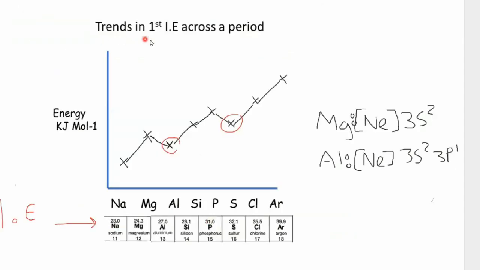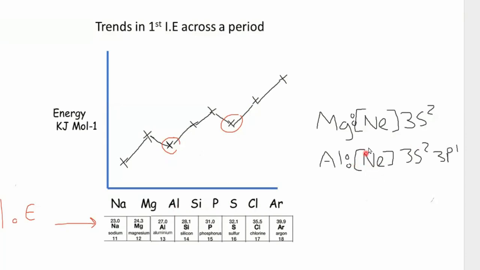Okay, what you can see here is the trends in the first ionization energy across a period. We've got the energy in kilojoules per mole, and then we've got the different elements in period 3. Here's my crusty little graph. Now, you can see the general trend is going up, but we've got 2 deviations from the trend. One is aluminium, so that's your first possible answer.